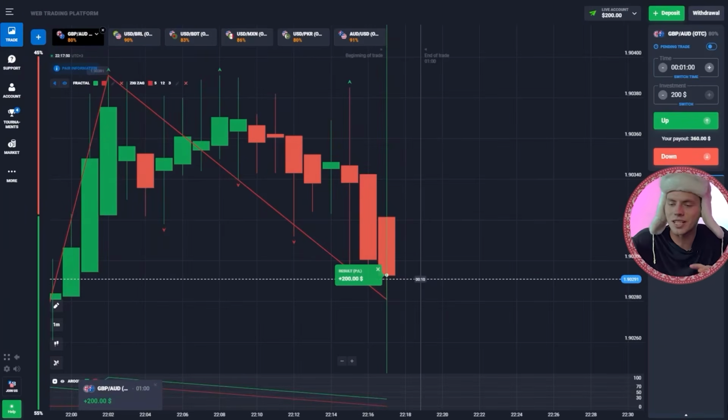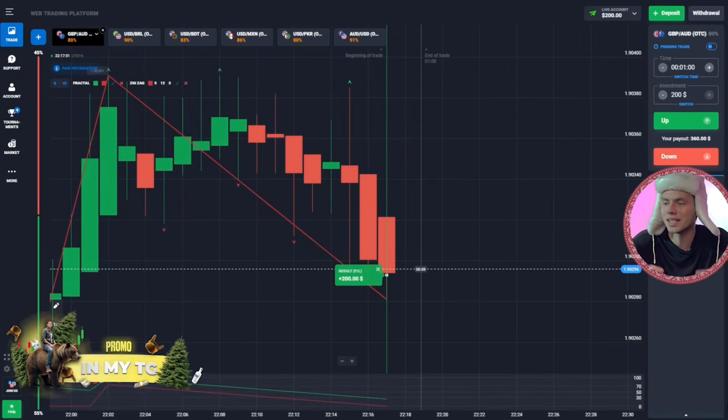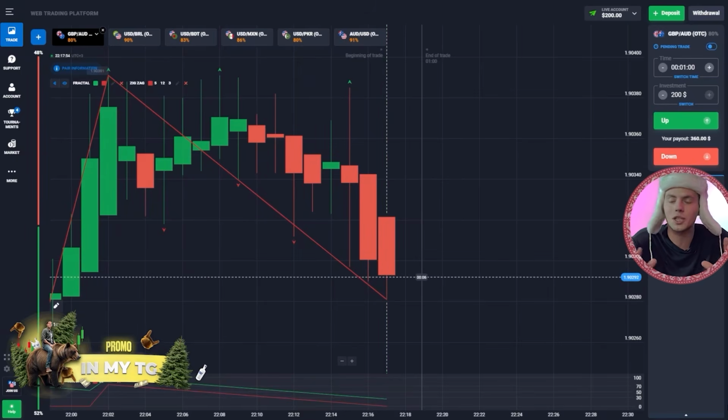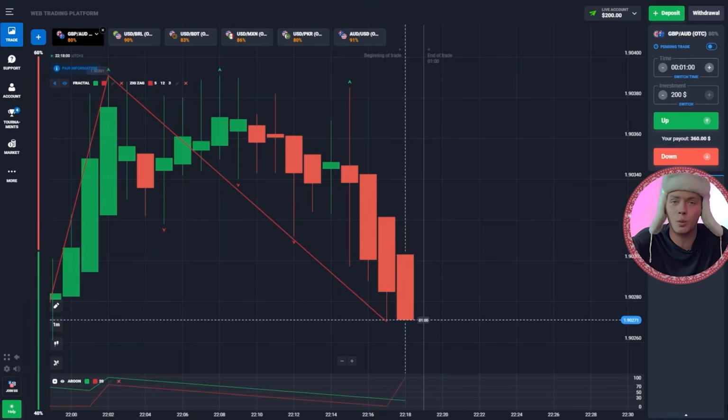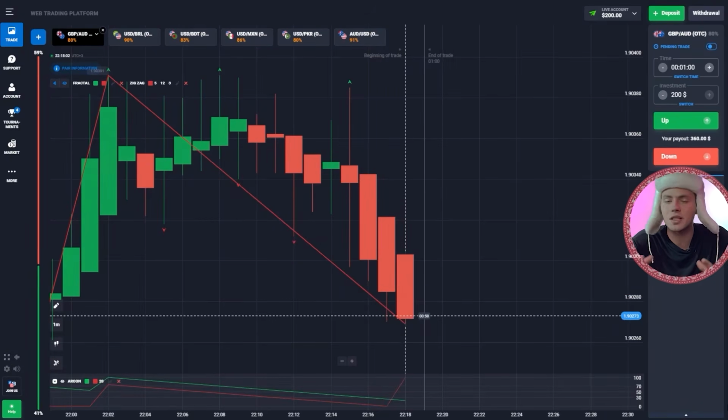Okay, the trade is closed, $100, like zero profits, which is not bad actually. These milliseconds play a huge role over here, especially on high volatility markets. It's better than nothing. Let's take a look at another pair.